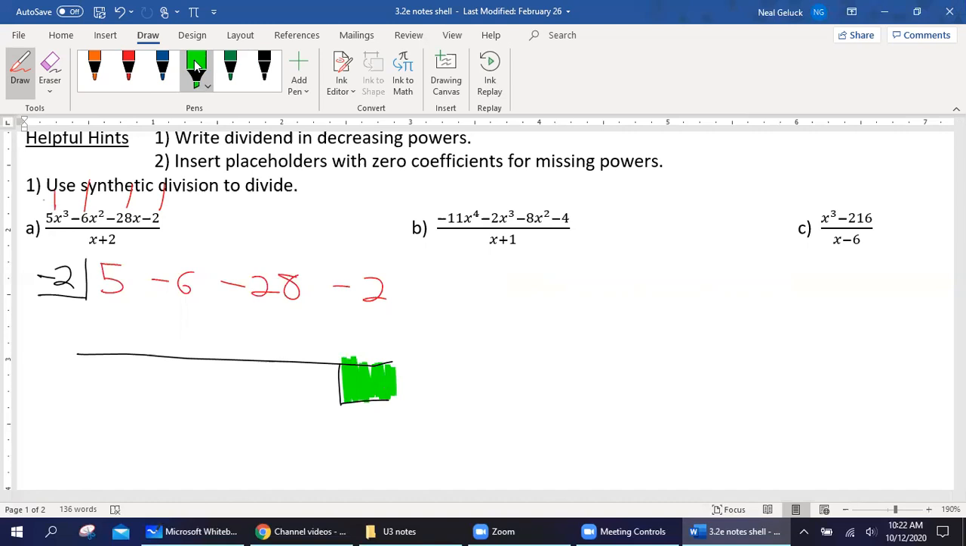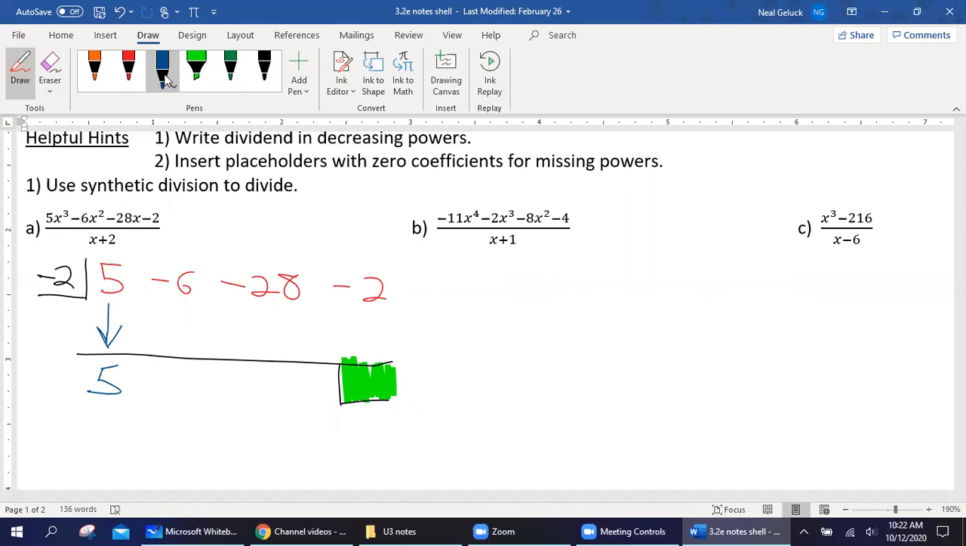Basically, what's going to happen is dividing each term up here by a linear factor is going to drop the powers by 1. So it started with an x to the third. That's going to drop to an x squared. The x squared is going to drop to an x to the first, and so on and so forth. So how do I actually do this? I'm going to drop down the first number. That doesn't change. And now what I have to do is multiply the -2 by that number.